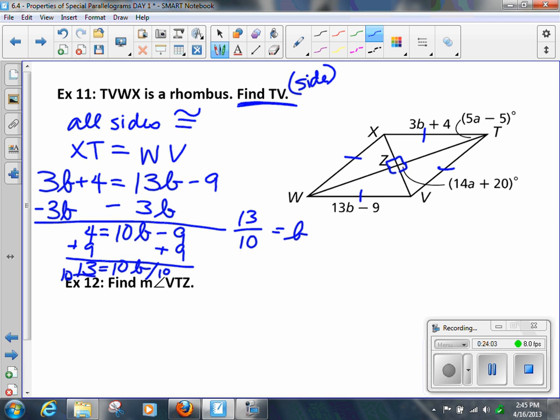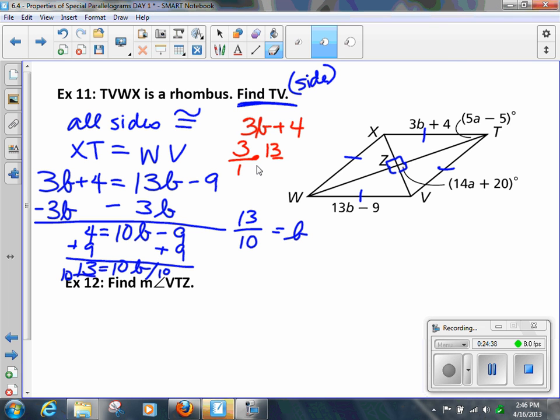I got to find TV. I have not found it yet. But they're all congruent, so what am I going to plug it into? 5A minus 5? Why not? Because that's an angle. What am I going to plug it into? 3B plus 4, I'll buy that. Or can I plug it into 13B minus 9? Yep. 13 over 10. Write this down.